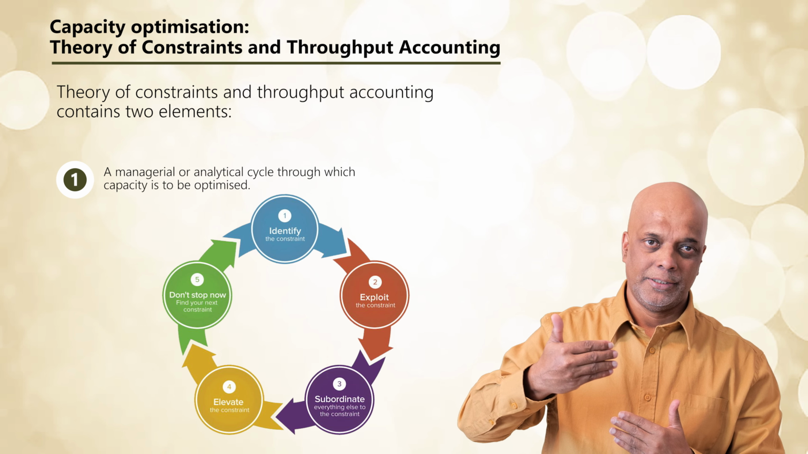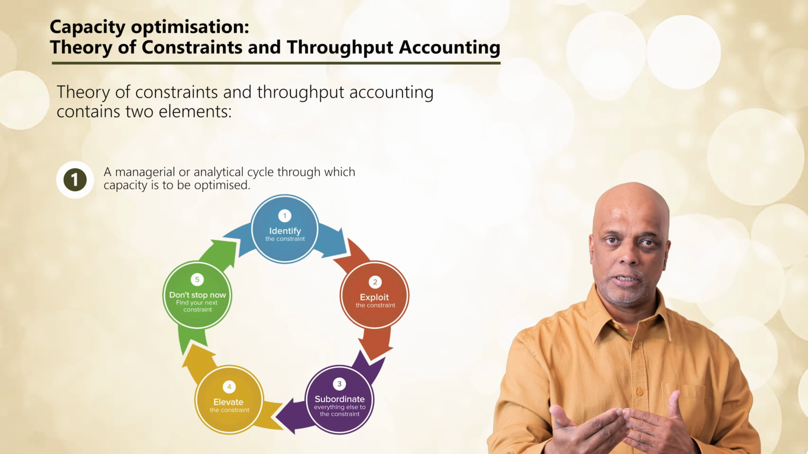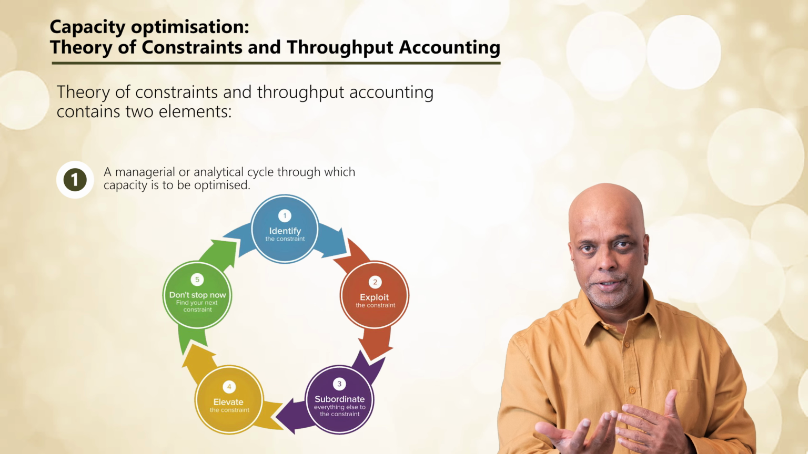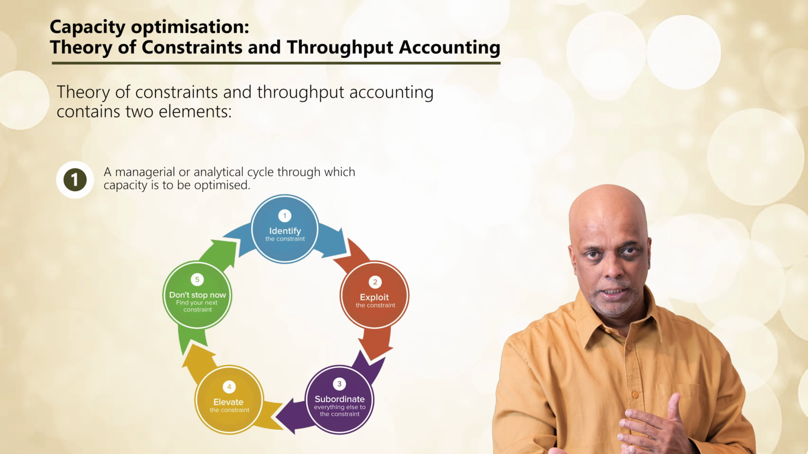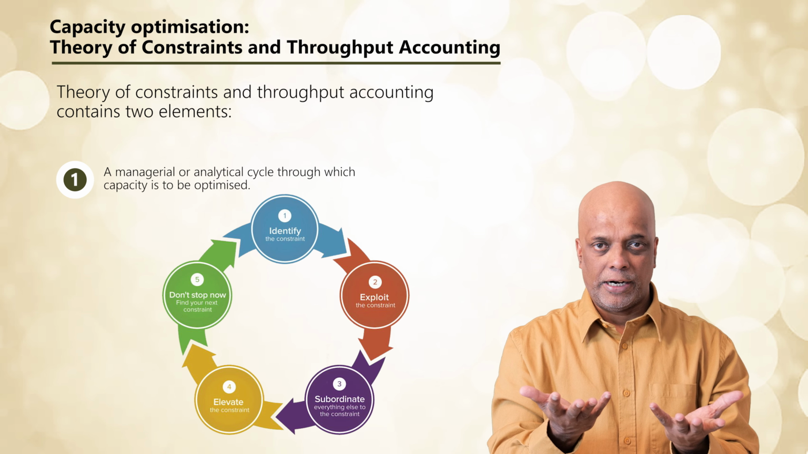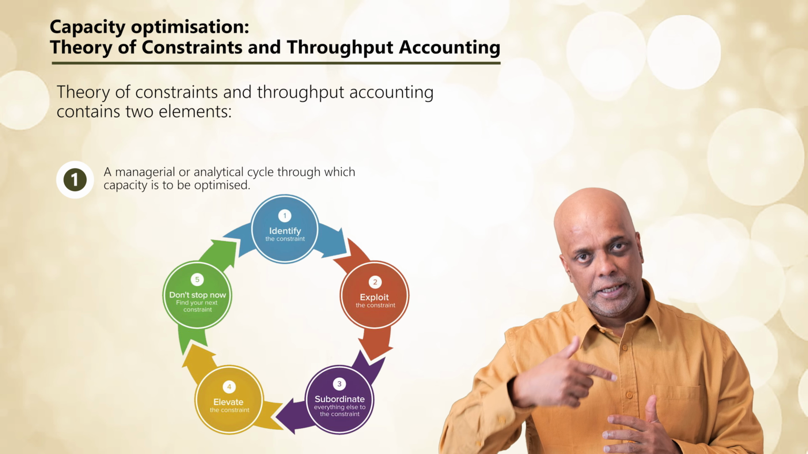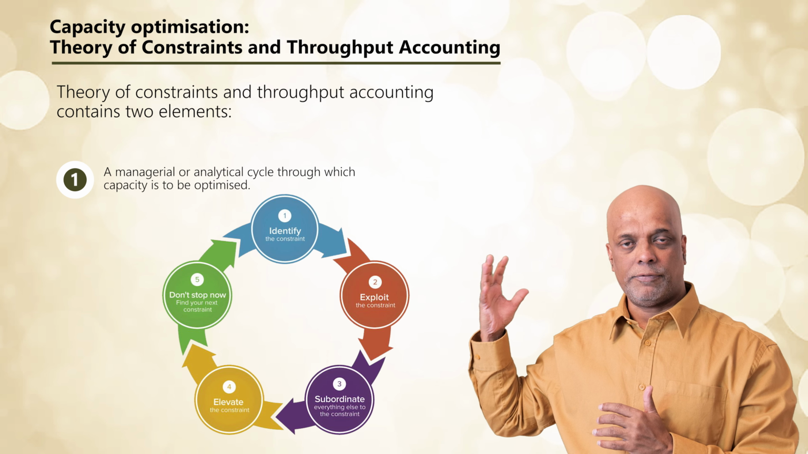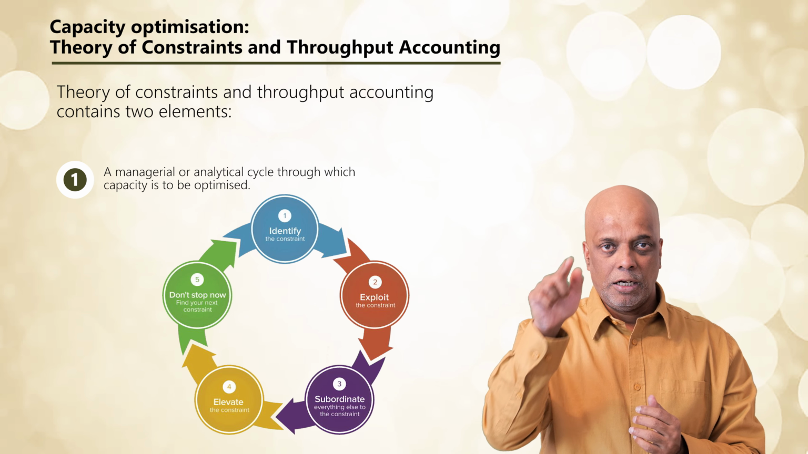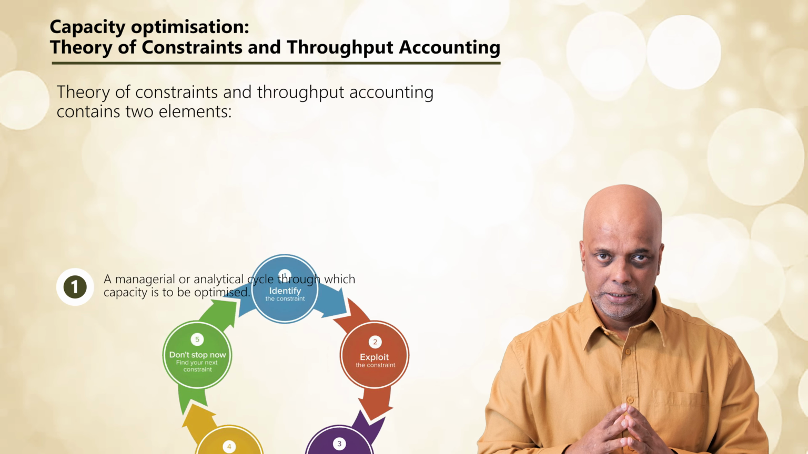Repeat it. Identify the bottleneck again. Is it the same factor now working as the bottleneck or something else? If there is something else, how do we maximize its use? And how do we elevate it to a different level? How do we subordinate everything else to that particular bottleneck and repeat the cycle? So that is the first element of theory of constraint and throughput accounting: a particular cycle of analysis through which capacity can be optimized.